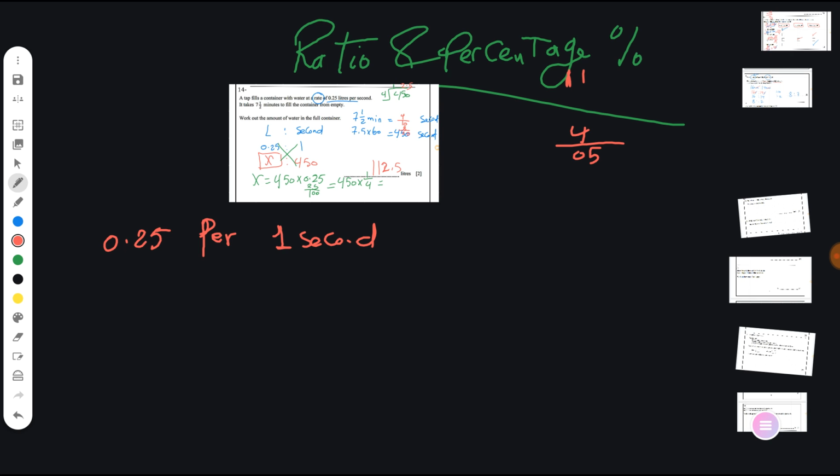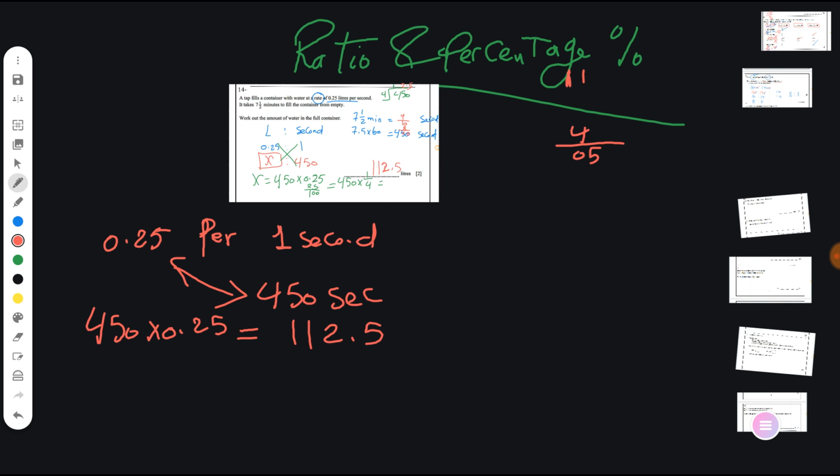To find how many in 450 seconds, which is 7.5 minutes, I will multiply 450 by the amount each second, which is 0.25, and that will give you the same answer, 112.5. In the same way, you can find the rate only. I have the rate per 1, so multiply it by the number of seconds and you'll get the answer.